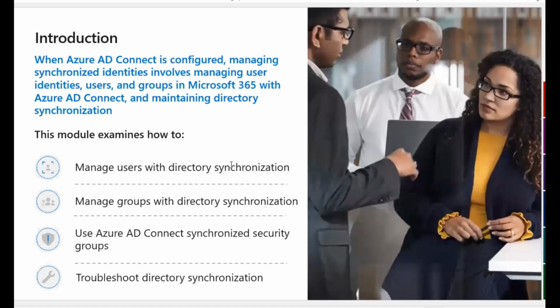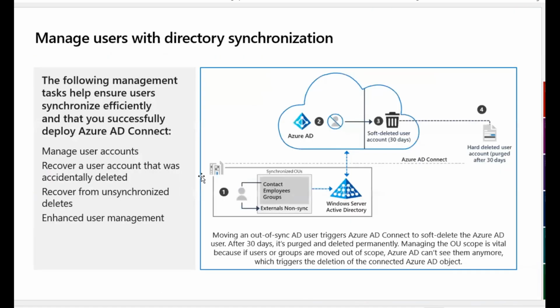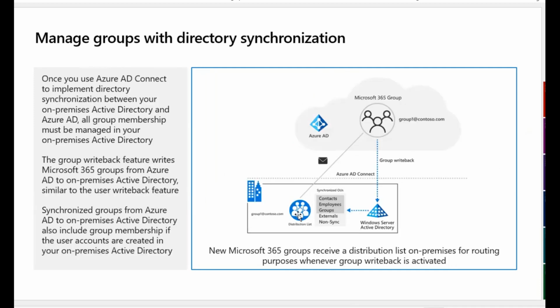Manage synchronized identity. Once you establish the connectivity, after that you can see the users and groups, all of which we have looked at. Manage user accounts, and recover a user account that was accidentally deleted, recover from unsynchronized deletion, enhanced user management. So all the users will be visible from the cloud side. After that, we can delete, and if we delete, they'll stay for 30 days in the recycle bin, and from there we can recover them as well. Also groups, we have looked at already.